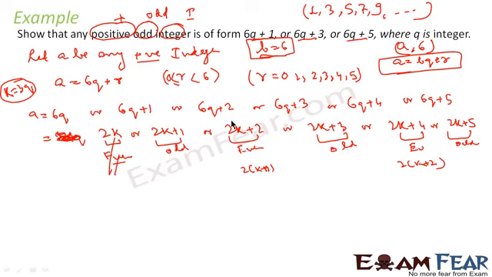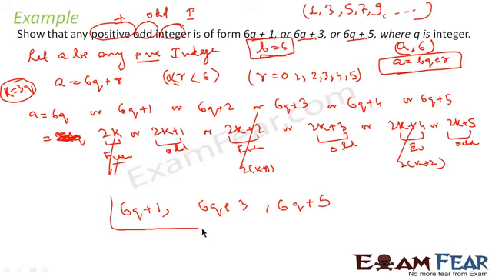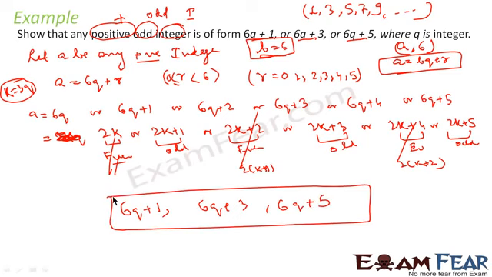So we'll ignore this even number. We'll ignore this number. We'll ignore this number. So the numbers left are these three. These numbers are nothing but 6q plus 1, 6q plus 3, or 6q plus 5. These are the three numbers left. That means we can say that any positive odd integer can be written in the form of 6q plus 1, 6q plus 3, and 6q plus 5. And that is what our question says.